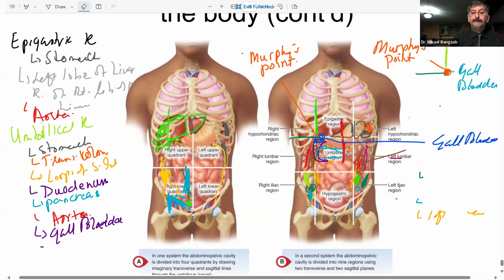Any questions? Now, what do we have in the last region, or what we call the hypogastric region?